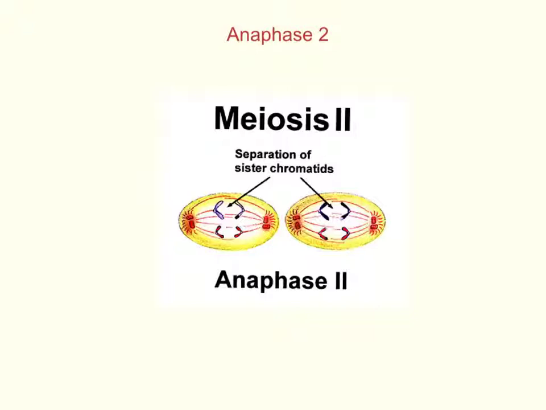During anaphase 2, the centromeres of each chromosome are split. This releases each sister chromatid as an individual chromosome. The spindle fibers then pull the chromatids towards opposite ends of the cell.